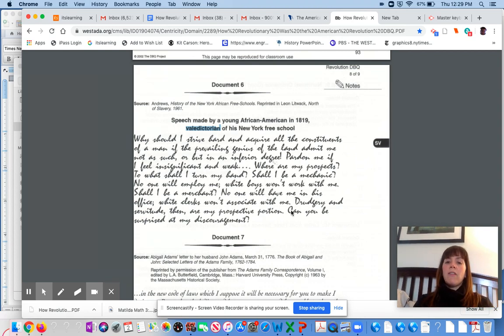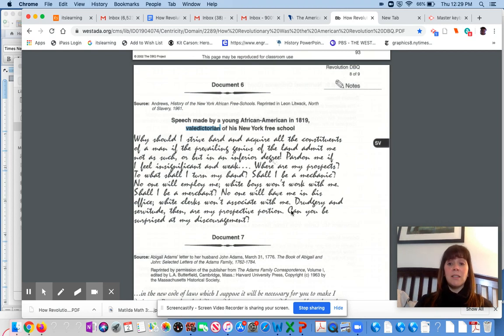Why should I strive hard and acquire all the constituents of a man, if the prevailing genius of the land admit me not as such, but in an inferior degree? Pardon me if I feel insignificant and weak. So he's like, why should I work hard when everyone in this country, the overall idea is that I'm not even a person. Like I am, and if I am a person, I'm not equal. What are my prospects? To what shall I turn my hand?